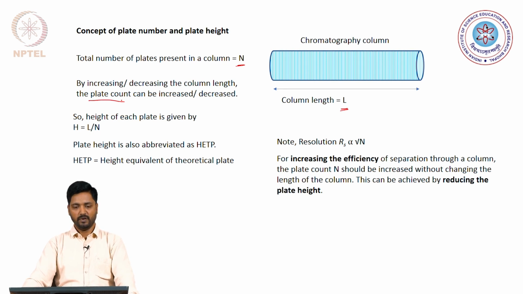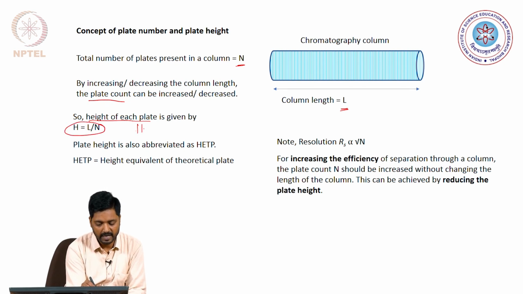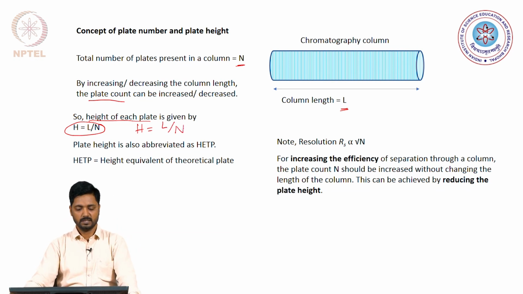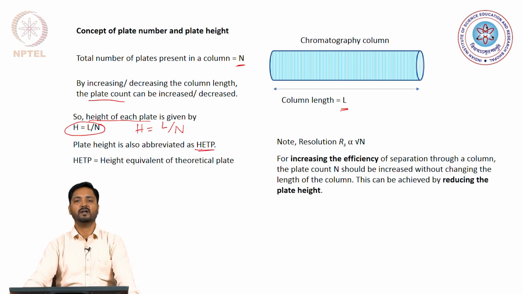Now, we can also define another more important parameter, which is known as the height of each plate. This height of the plate is given by this formula: the height is equal to the length of the column divided by the total number of plates present in the column. This is also abbreviated as HETP in various scientific articles.